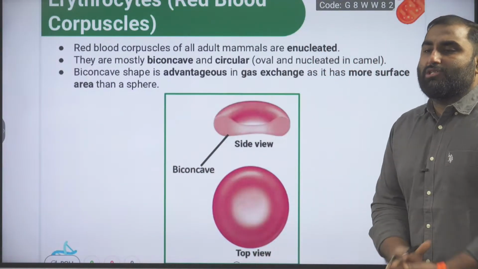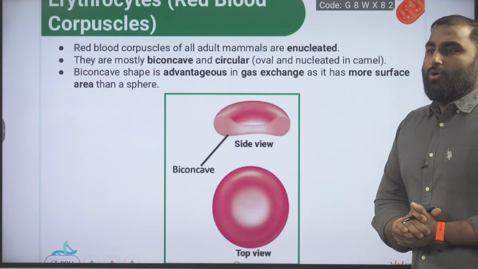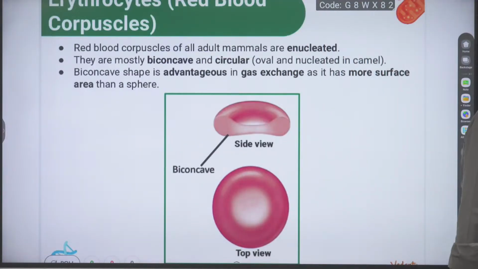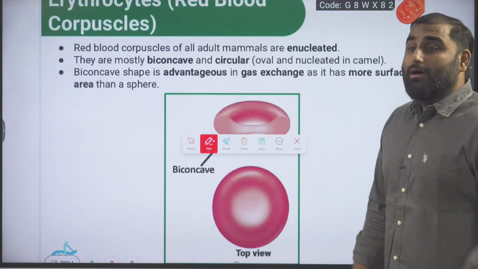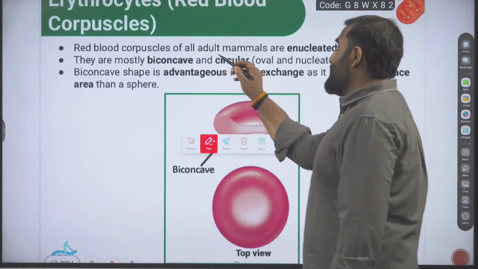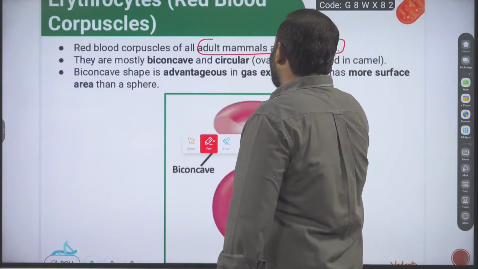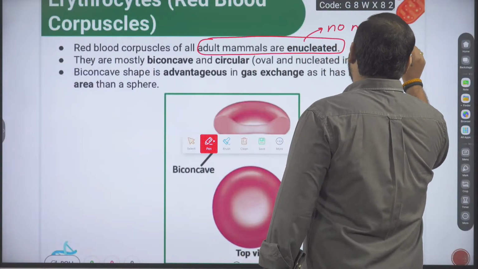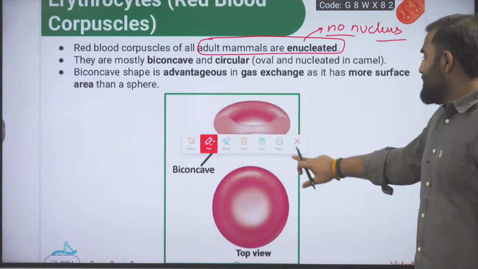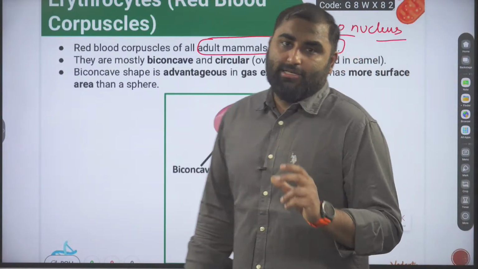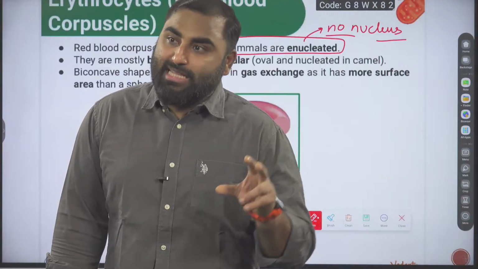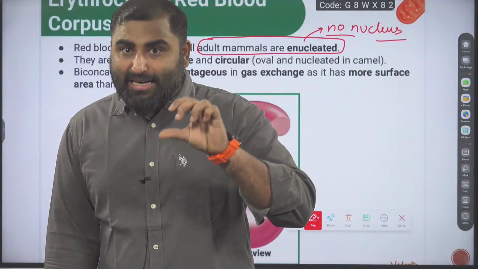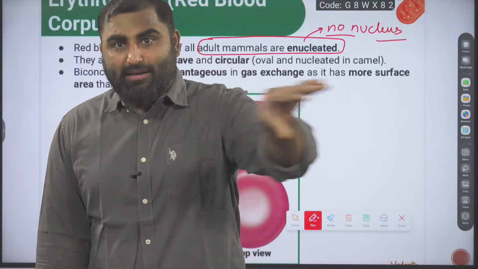Look at the RBC structure here. Okay. So red blood corpuscles of all adult mammals are enucleated. Many of you might know that our RBC doesn't have a nucleus. Our RBC of adult mammals are enucleated, meaning no nucleus. Nucleus is absent from RBC. During the formation stage in the bone marrow, the nucleus is there. When the RBC is developing, the nucleus is there. But when it is maturing in the bone marrow, the nucleus is removed.